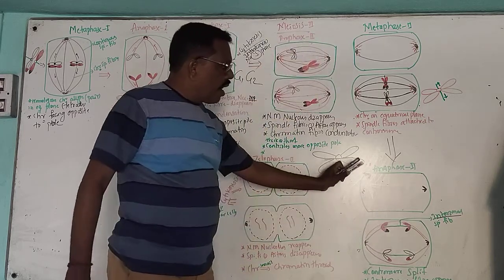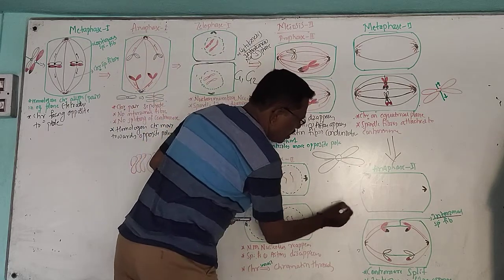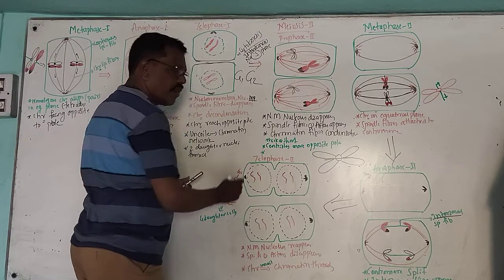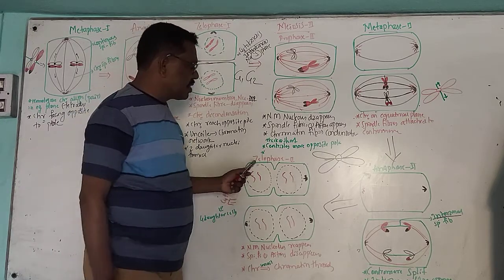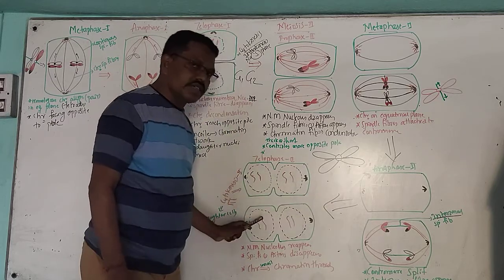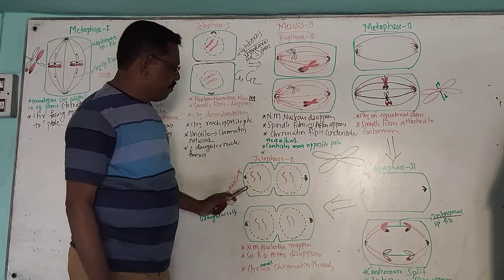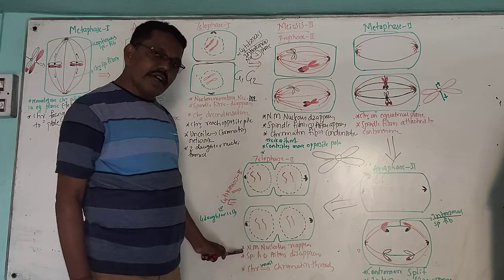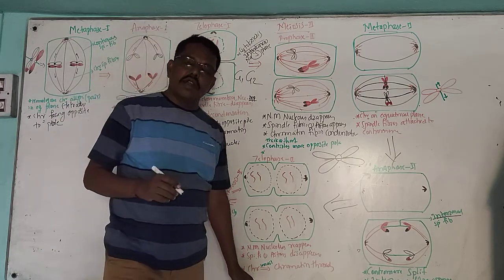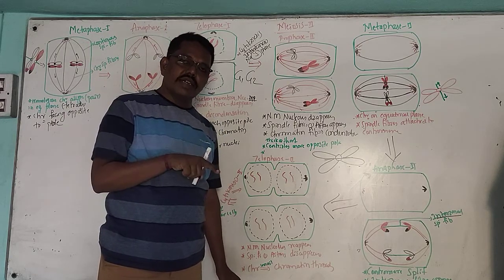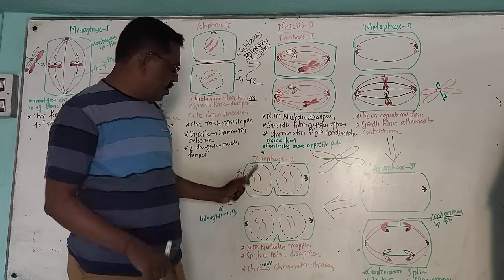Then finally, after anaphase 2, we will reach the final stage that is called telophase. Here I want to mention this cell, or it may be nucleus. Then finally in the telophase, the nuclear membrane, nucleolus, endoplasmic reticulum as well as Golgi apparatus will originate once again. They will be formed in the telophase.